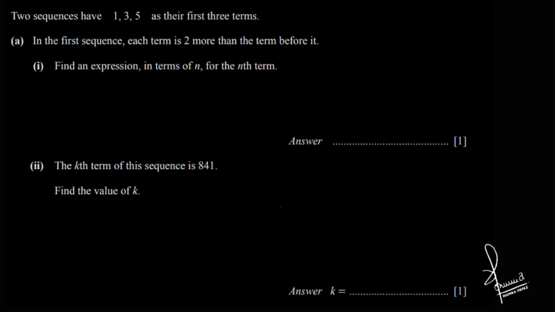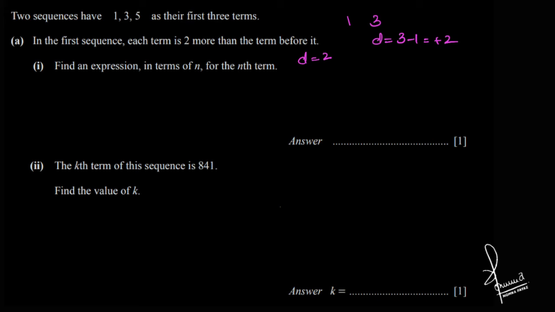The question says that you have two sequences and both of them have 1, 3, 5 as their first three terms. In the first sequence, each term is 2 more than the term before it. So 2 more than the term before it, that means your common difference will be 2, because let's say आपकी first term 1 है, second term 3 है. So common difference का मतलब क्या होता है? Common difference is the next term minus the previous term, so 3 minus 1 which is equal to plus 2. So your D is going to be plus 2.